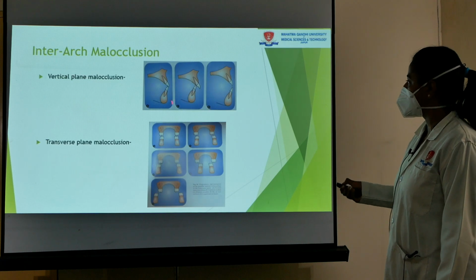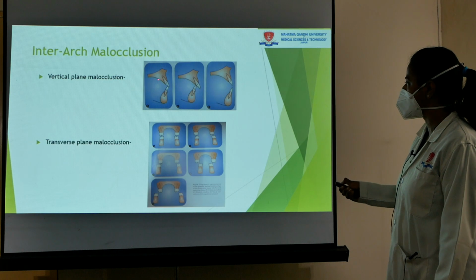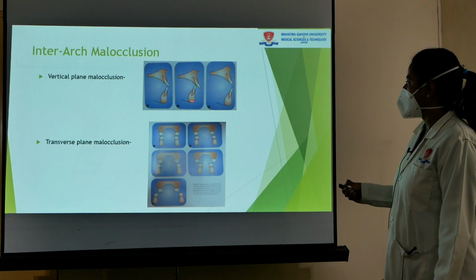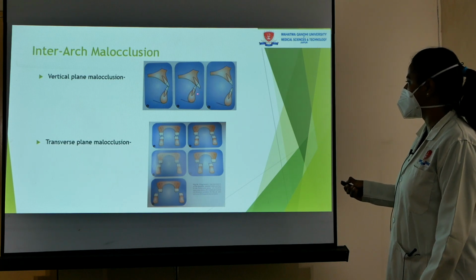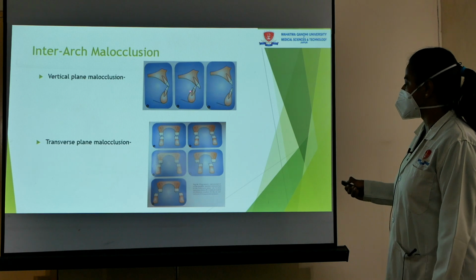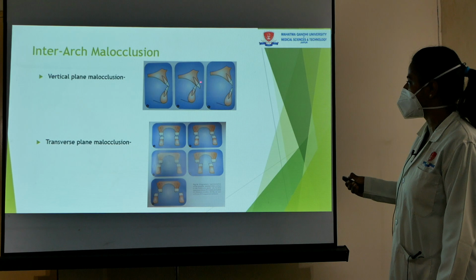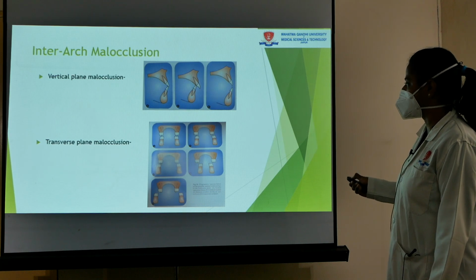Then next is the vertical plane. This is the inter-arch malocclusion in the vertical plane, meaning the normal overjet is 1 to 2 mm and overbite is 2 to 3 mm. But if the lower incisor is placed more, it is in deep bite relation, meaning when the overbite is more than normal, then it is called vertical plane malocclusion in deep bite relation, and it is open bite when there is no overbite.